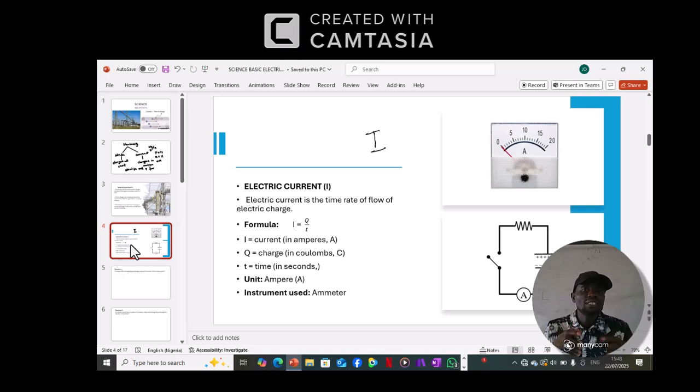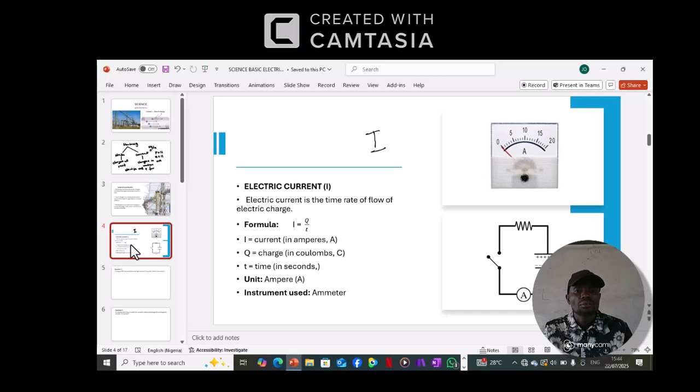But if the quantity that flows is low, the flow is slow, then we are going to have low current. So the fast flow will produce high current, but when the rate is slow, then the current will be low. All right, so that is why we define electric current as a time rate of flow of electric charge.